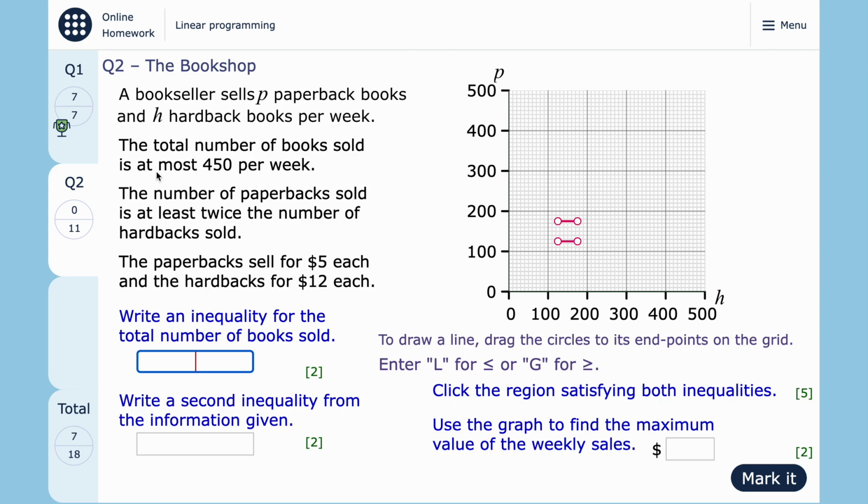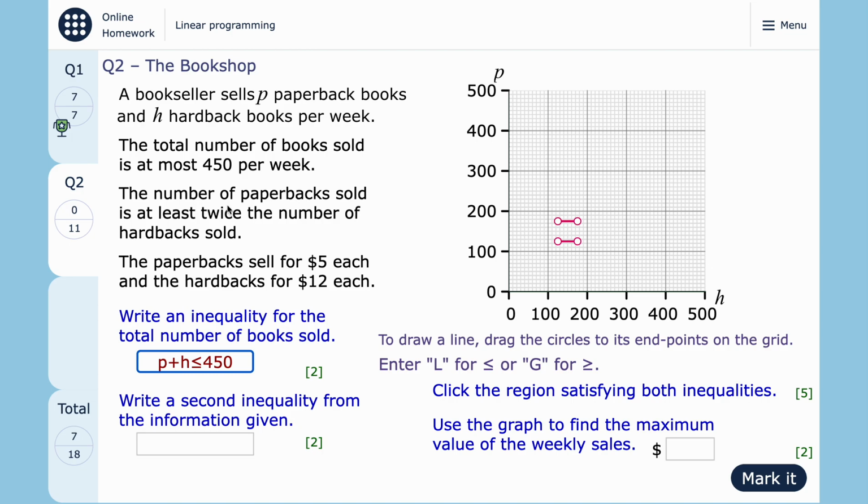So the total number of books sold is at most 450 per week. So P plus H is less than or equal to 450. Seems like a bit of a silly question, because why would you limit the number of books you sell to under 450? So it's not like a constraint that they'd want to be complying with, but that's what the question says. Write a second inequality from the information given.